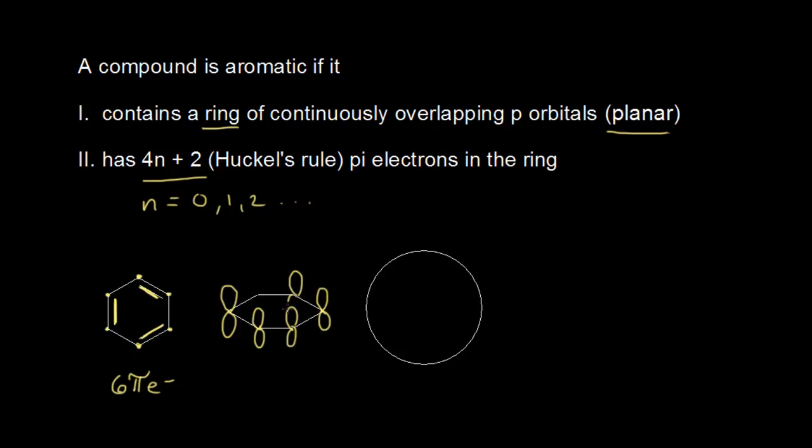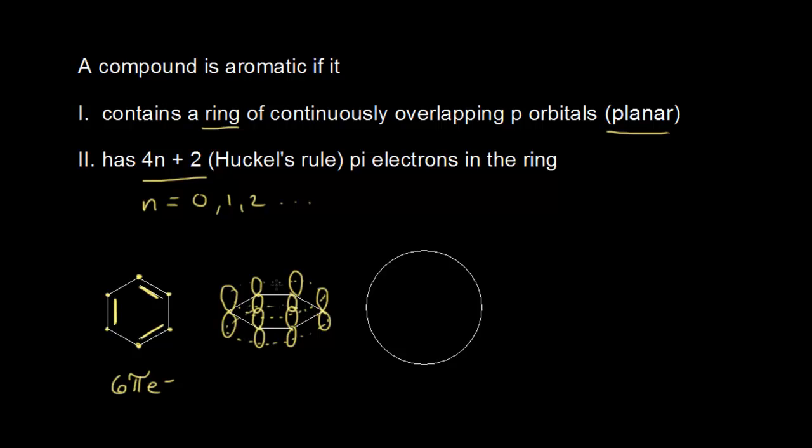So I'm going to go ahead and sketch in the unhybridized free p orbital on each of the 6 carbons of benzene. Now, since benzene is a planar molecule, that's going to allow those p orbitals to overlap side by side. And so benzene contains a ring of continuously overlapping p orbitals.